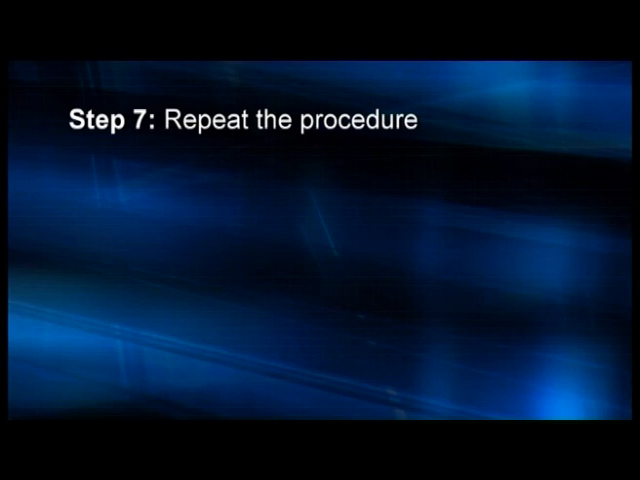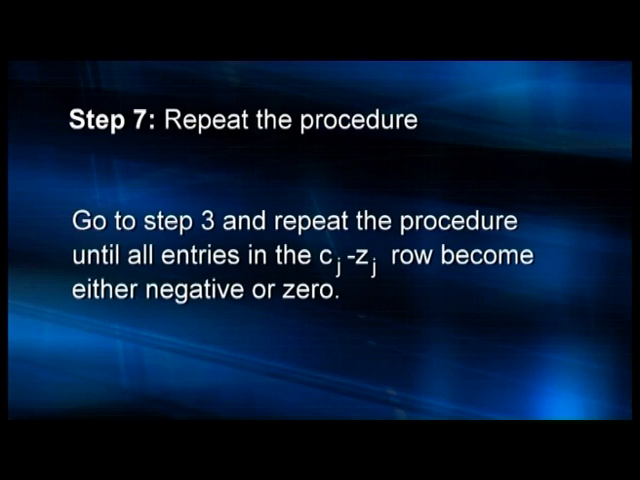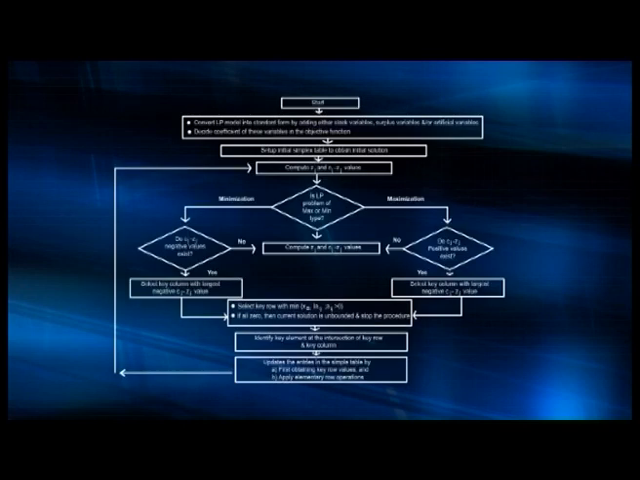Step 7. Repeat the procedure. Go to step 3 and repeat the procedure until all entries in the Cj minus Zj row become either negative or 0. Remark: the flow chart of the simplex algorithm for both maximization and minimization linear programming problems is shown here.